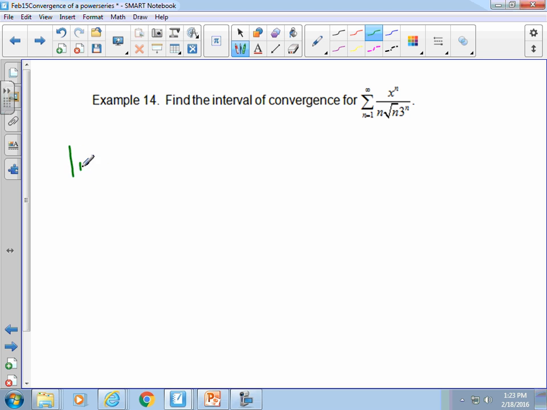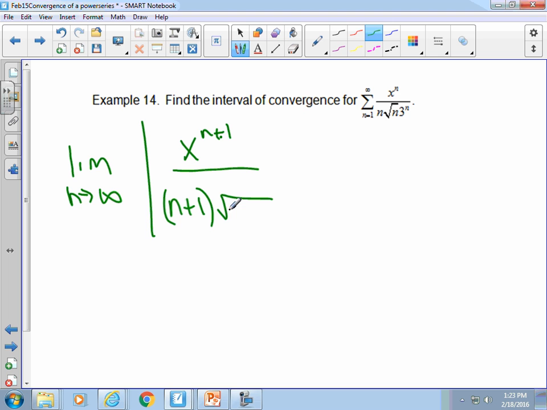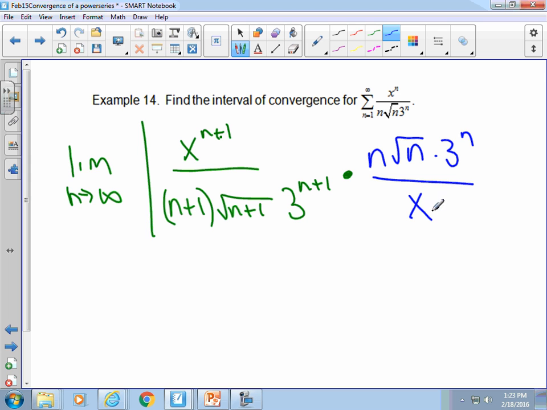A ratio test. Are y'all getting better at these? I know the first day it was probably a little overwhelming. Yes. Any questions so far?